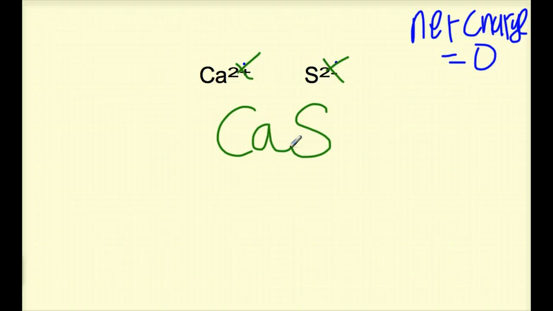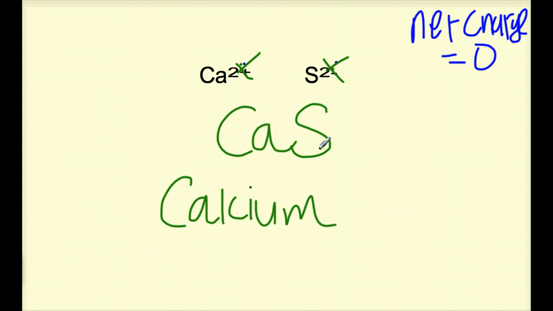I don't have to worry about any subscripts. I know that one of these is going to cancel one of these. And the final step is to name this, and Ca is calcium. Sulfur, once it combines with something, if you look on your ion sheet, is now sulfide. Yep.